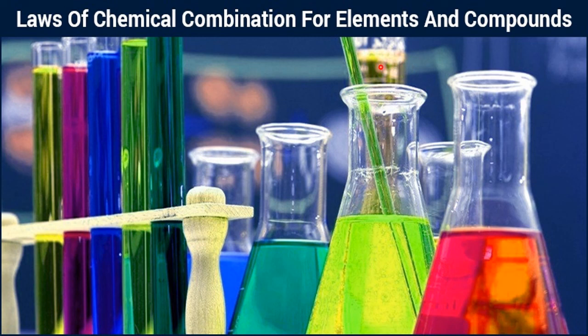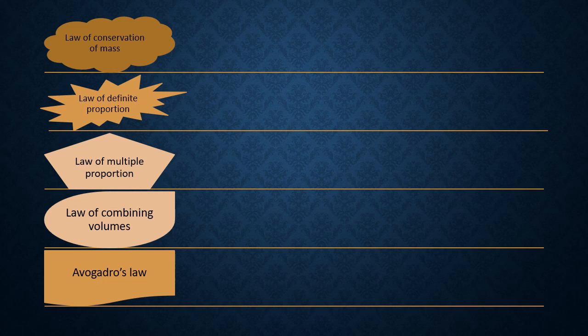Totally for 11th class we have 5 laws. In the 9th class there were only 2 or 3 laws. So 2 more laws are added to the 11th class curriculum. So all together we will discuss 5 laws of chemical combinations. The law number 1, the law of conservation of mass. Second, law of definite proportion. Third, law of multiple proportion. Fourth, law of combining volumes. And the final one is Avogadro's law.